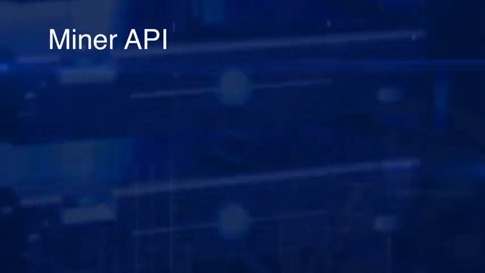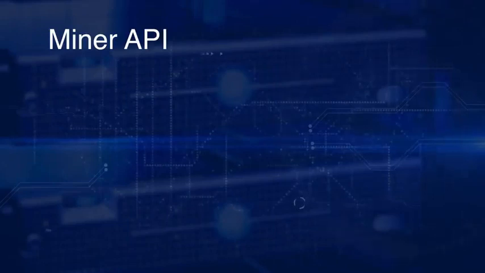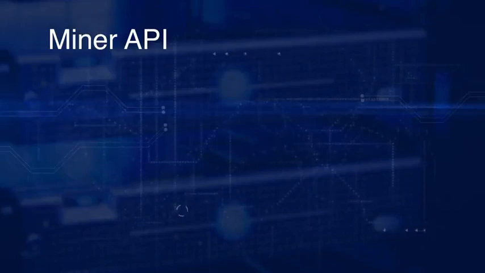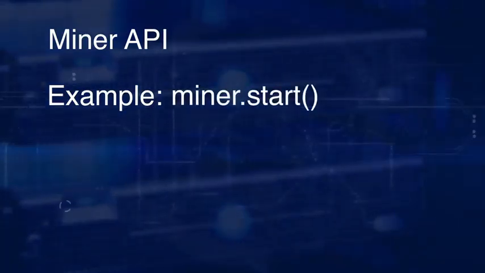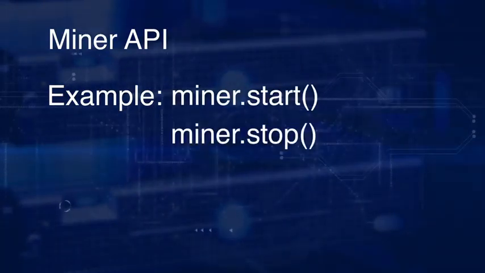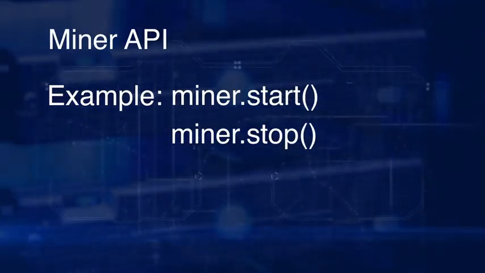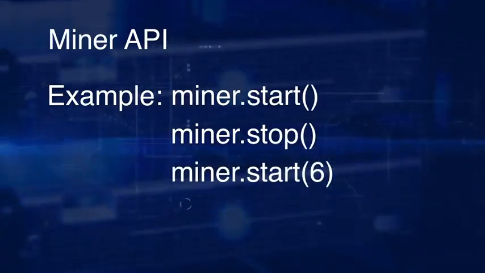Miner API. The miner API allows you to control the node's mining operation and set various mining specific settings. Very easy to understand. Example: miner.start and miner.stop are sample functions that will start and stop the miner. You can also say miner.start(6), where 6 parallel threads are assigned to the mining operation.